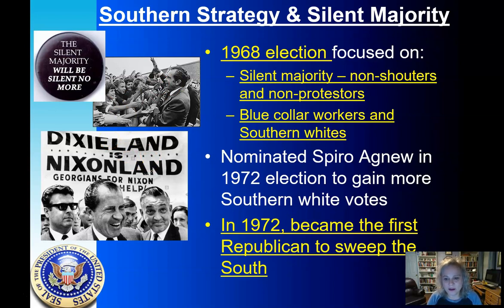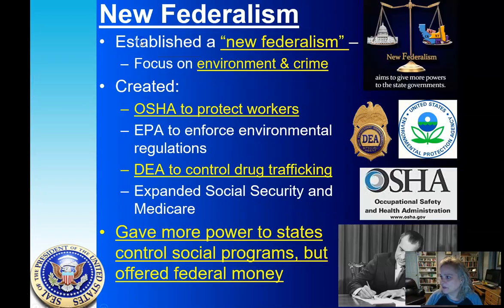But during that time, he also nominates Spiro Agnew, to gather more Southern white votes. And this is who he targets specifically: the people maybe that aren't as loud. In the 1960s, we see quite a bit of civil rights movements and people speaking out quite a bit during this time period. So that's why he coins that term, the silent majority.